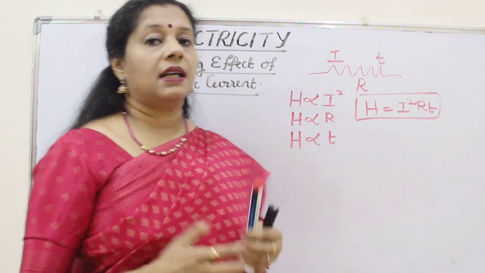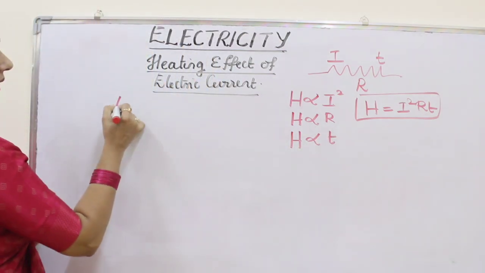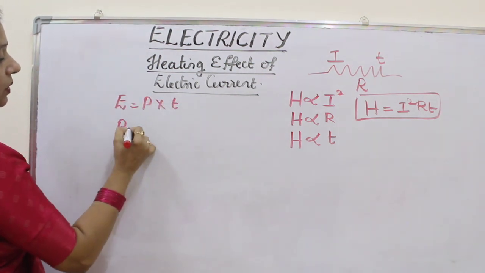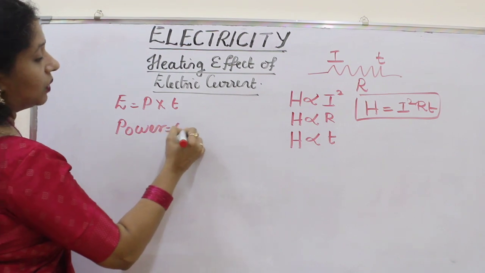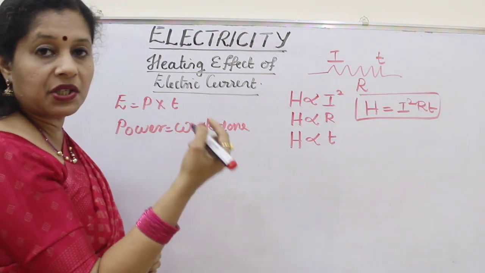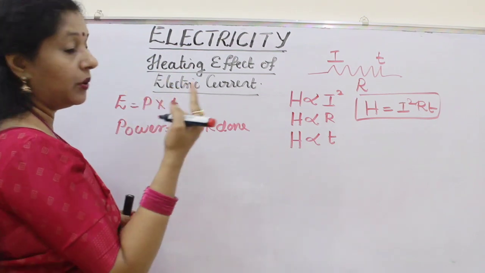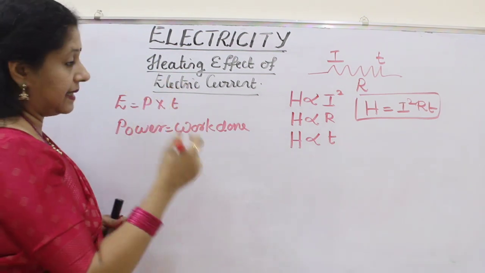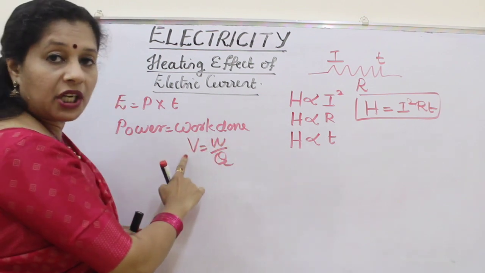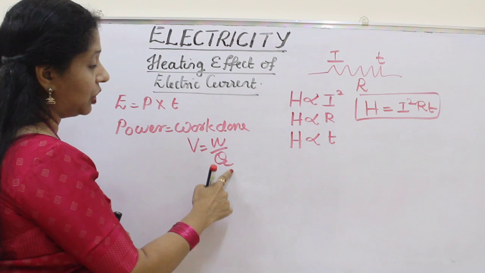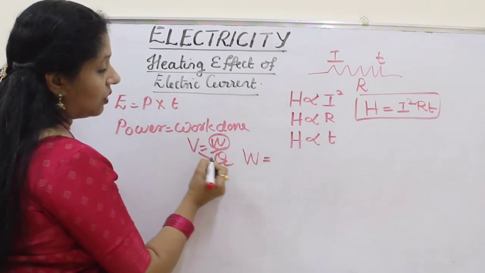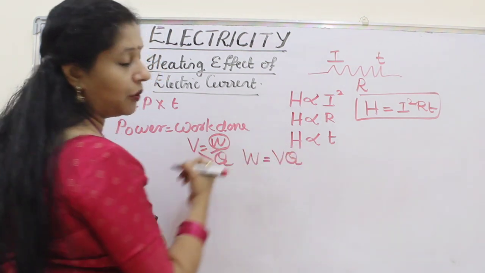So we know that heat is a form of energy. Energy means power into time. So power means what? Power is actually the work done per time. We already learned one equation in which work done is coming. Do you remember which is that? Yes, V = W/Q. That is, potential difference is equal to work done by Q. In this, work done is there. So how will I write work done? Work done is equal to V into Q.